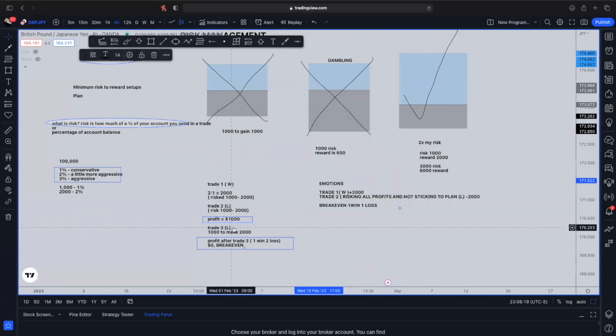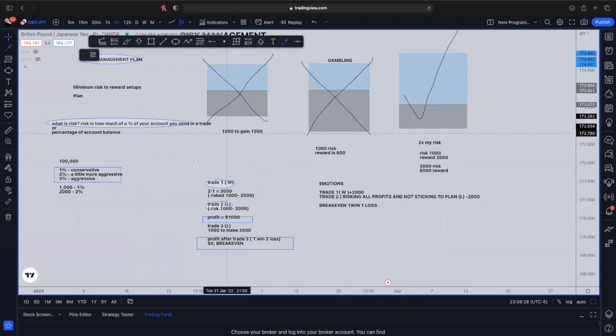But if you remember over here, one win and 1 loss, we're profitable. We are in profit $1,000, versus the trader who simply won and then on his second trade risked it all. He's break even. So this trader who's won and lost 1 is break even. This trader over here won, lost 1 and is in profit. You have to be able to control your emotions.